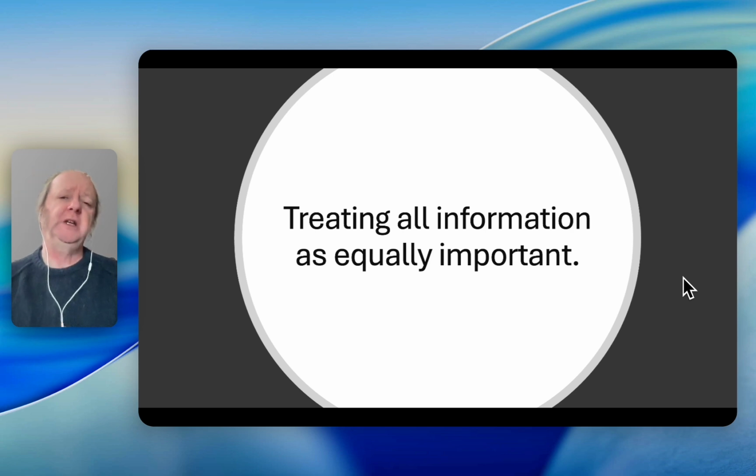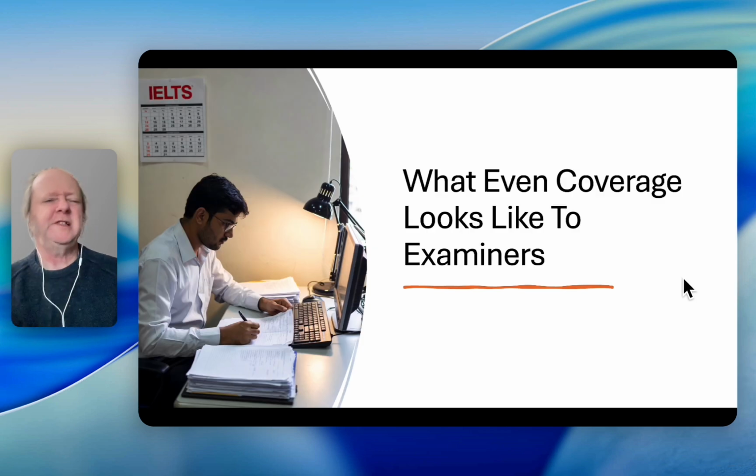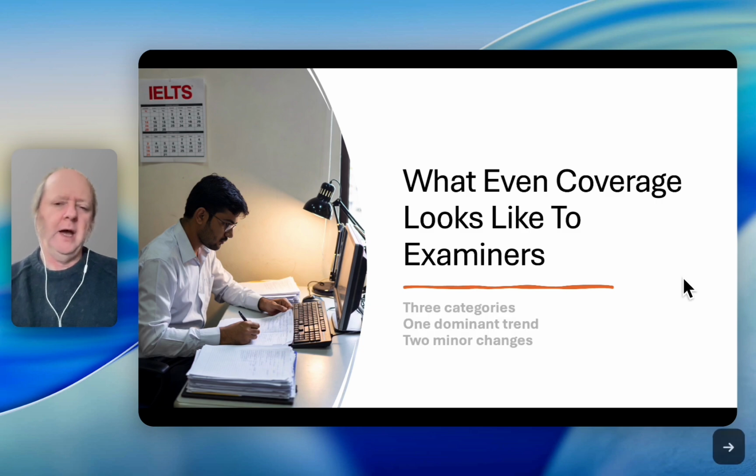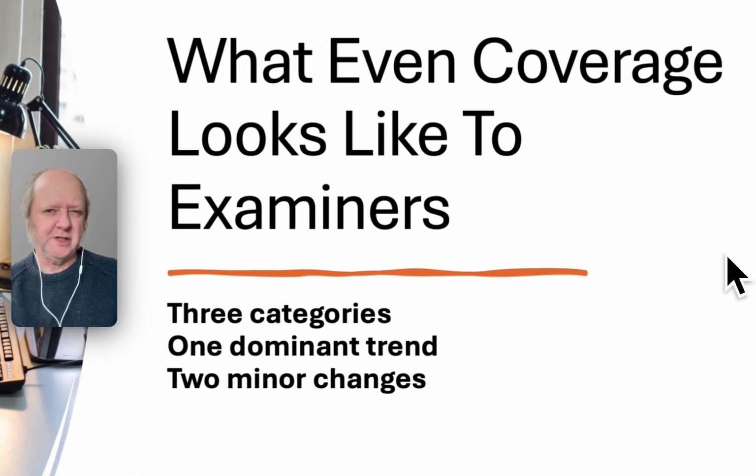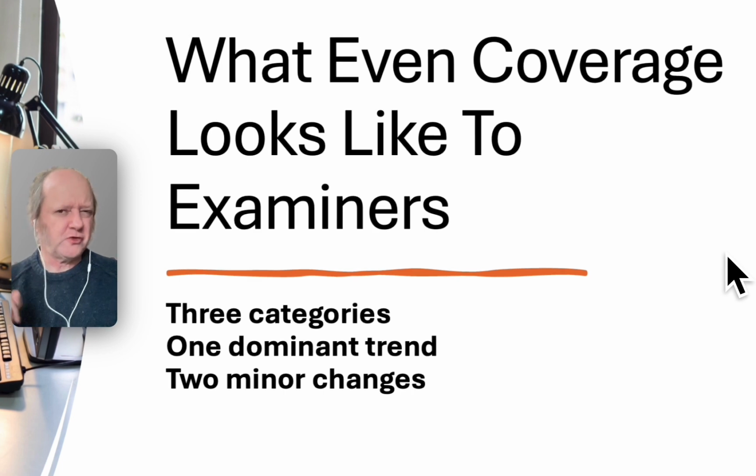Well, even coverage means treating all information as the same, as equally important. We know we have to talk about all the key features, we have to do that, but it doesn't mean we have to report them as exactly the same. So let's have a look at what even coverage looks like to an examiner. Imagine you're looking at a graph and there are three categories, one dominant trend and two minor changes. So that's the graph we're thinking about.